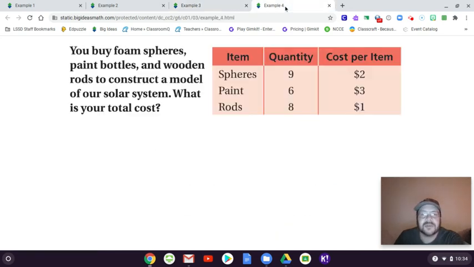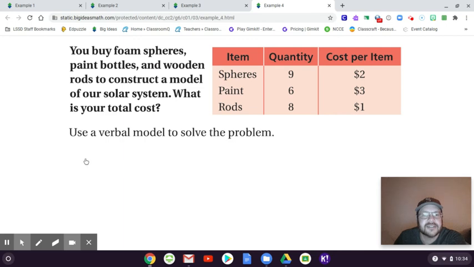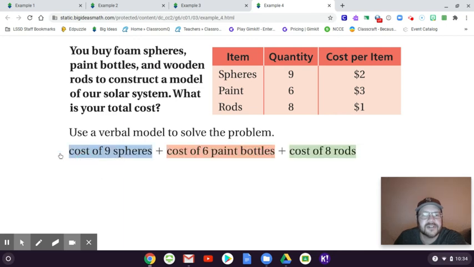Okay, and our last problem is a story problem. You buy foam spheres, paint bottles, and wooden rods to construct a model of the solar system. What is the total cost? So the first question is, how much money do you spend for spheres? Okay, you buy 9 spheres. They're $2 a piece. One way to write that is the cost of the spheres as being 9 times 2.